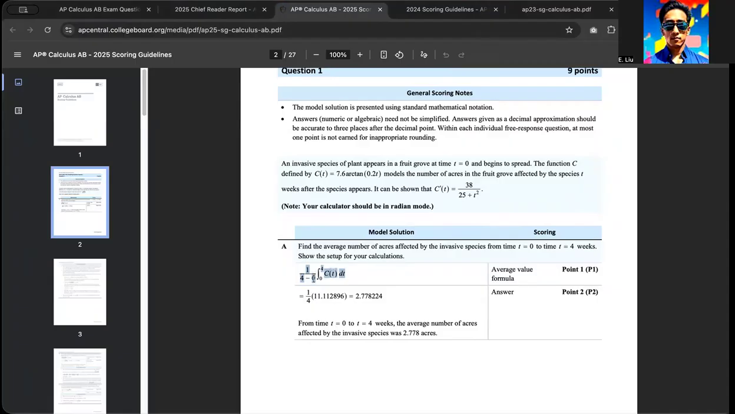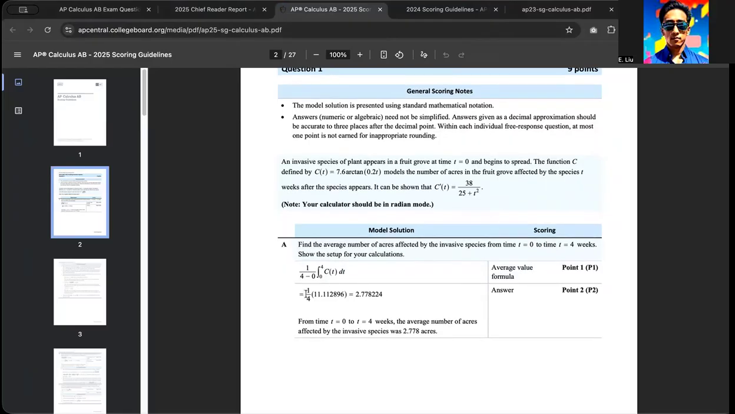So here again, 1 over 4 minus 0, that's what we start with. 0 to 4, C of t dt. Making sure that dt is here, that's a point for your average value formula. Then solving for that, we just found this so far, making sure that we go into our equation and divide that by 4.